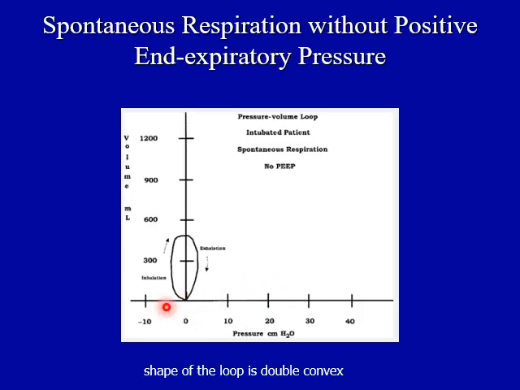Here you can see this pressure volume loop. The loop has gone towards the negative side also. This is the positive pressure and this is the negative pressure. This is the inspiratory part of the loop and this is the expiration. Here inspiration is negative, which means this is a spontaneously breathing patient.